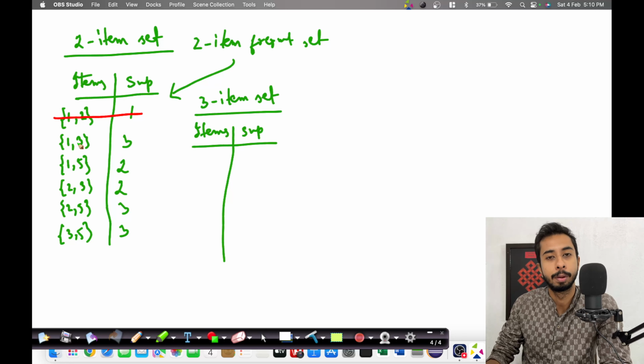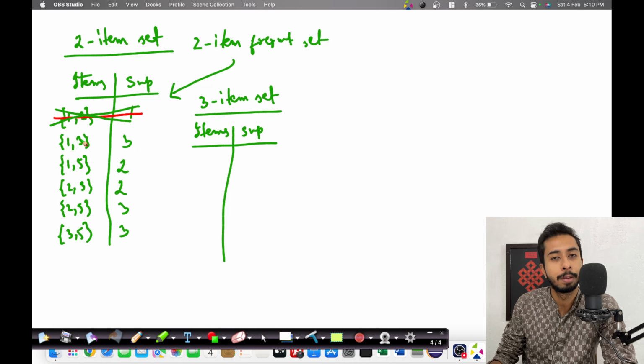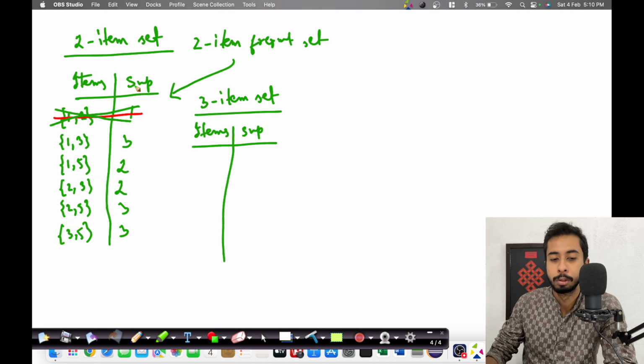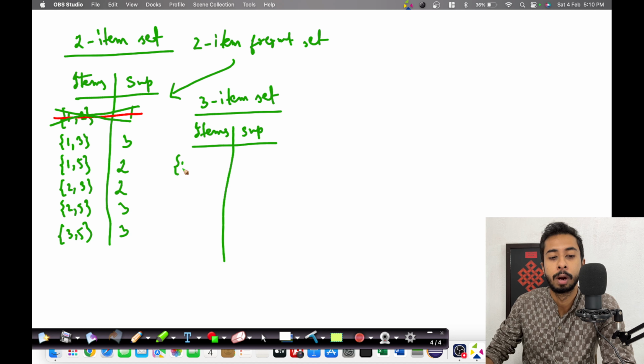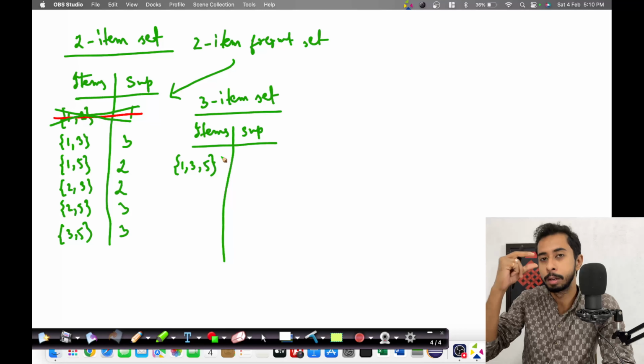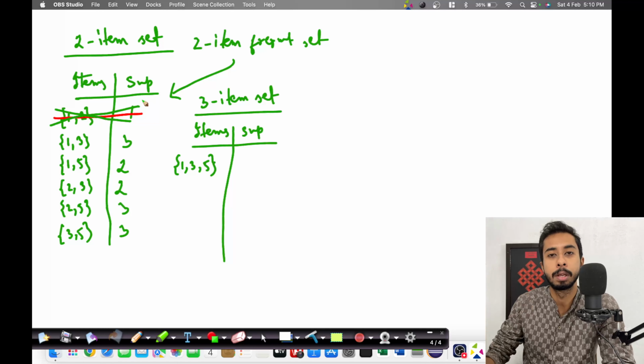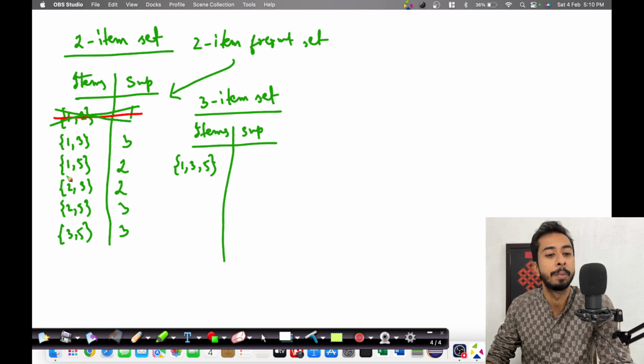See here, 1 and 3. The first line is 1 3. Discard it. This is not present in the frequent item set, right? So just consider all this. So 1 3 and 1 5. What is common? 1 is common. So just write 1 3 5. So find the 2 item sets which have something in common, otherwise you cannot combine them, right? So 1 3 and 1 5 make 1 3 5.